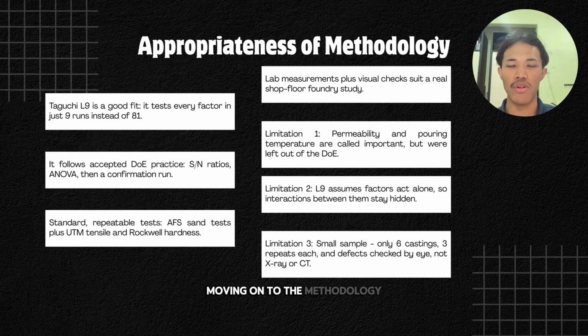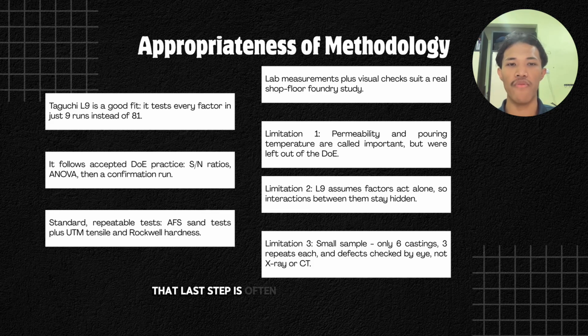Moving on to the methodology. Was it appropriate for the question asked? Broadly, yes, but with real gaps. The strongest choice was the Taguchi L9 orthogonal array. Four factors at 3 levels would normally demand 81 runs. The L9 brings that down to 9 while still ranking every factor. The analysis chain follows accepted practice too: signal-to-noise ratios, ANOVA, then a confirmation run to verify the prediction.